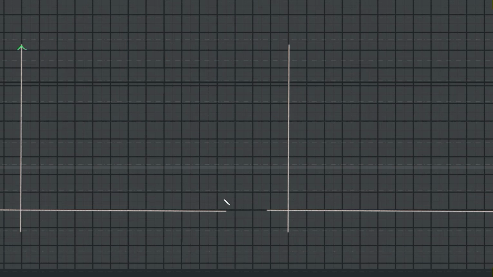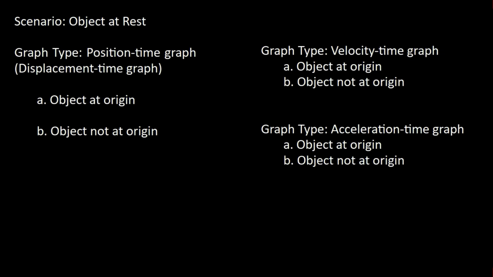Can you guess how the acceleration time graph will look like? Acceleration time graph, how does it look like? Obviously, the velocity is 0 means acceleration has to be 0. And so this is a scenario of no change in velocity. No change in velocity. Okay. So I think I covered.